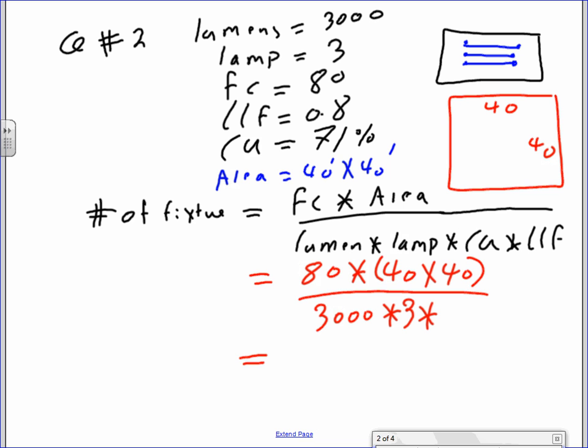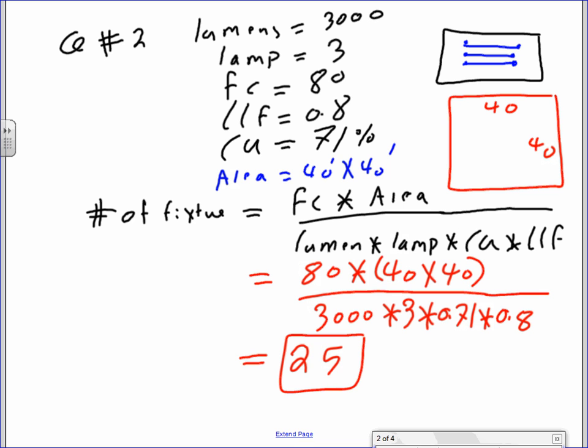And the coefficient of utilization for that fixture in these spaces is given as 0.71. And the light loss factor is given as 0.8. And gentlemen, if I did my math right, would that end up with 25 fixtures? I think 25. So maybe 24 something and you approximate to 25. Cool? 25.